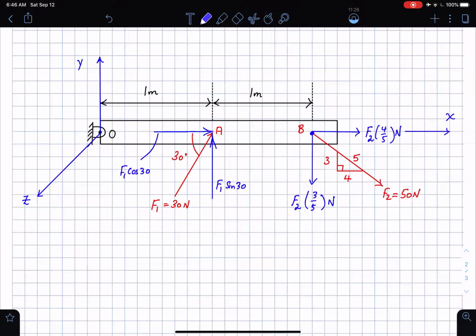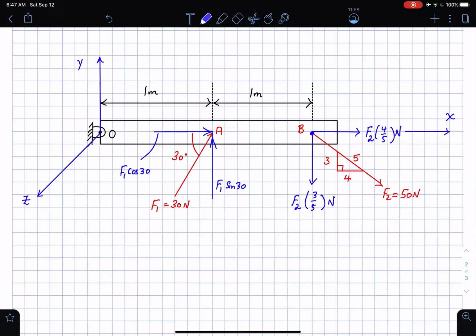What am I going to do next? The next thing I realize is this. Okay, hey, if you look at that F1 cosine 30 force, if I take its line of action, which is this line here, and if I extend its line of action, you see that this line of action is going to intersect the point O. Likewise, I take the line of action of the horizontal force F2 times 4/5 Newton. That is also going to intersect the point O, which means these will not be of any use to me in my problem at all.